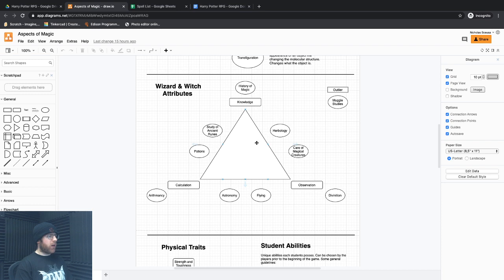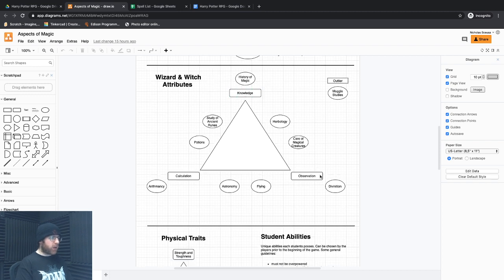For example, potions I figured is like calculation because you've got to measure ingredients and whatnot, but it's also a mixture of knowledge of what to mix and how much to mix. Study of ancient runes leans a little more toward knowledge, but also figuring out how they relate to each other, versus something like arithmancy, where it's all calculation. There are no other attributes in there, and each of these areas has subjects that focus in on them. Knowledge is all history of magic up here, and that can be played in the game in a very specific way. All that kind of stuff, and these will feed off of each other.